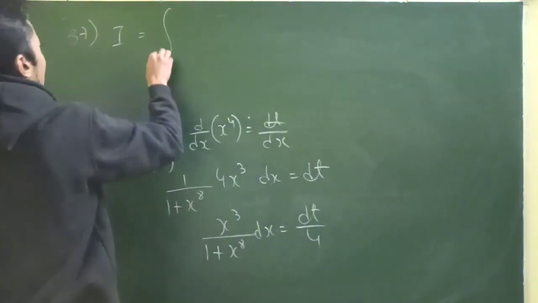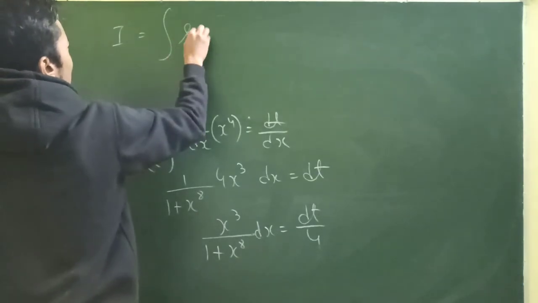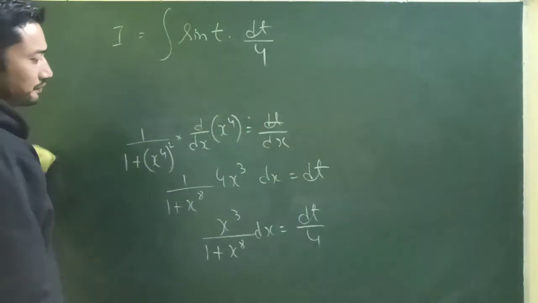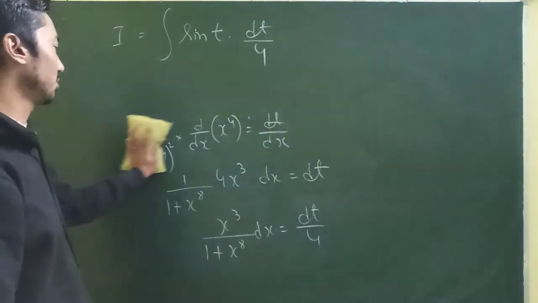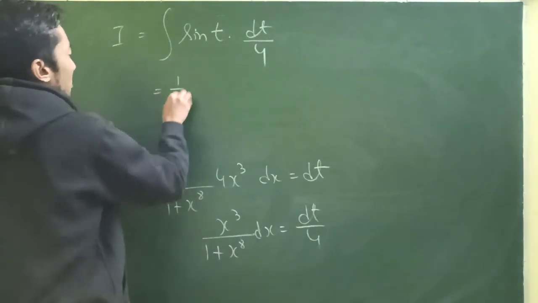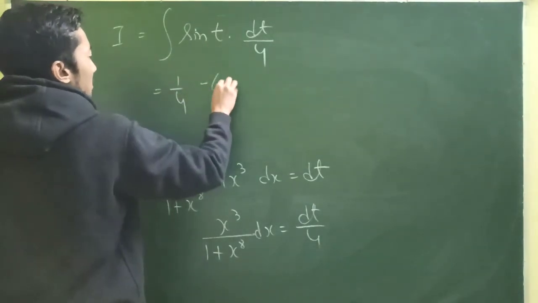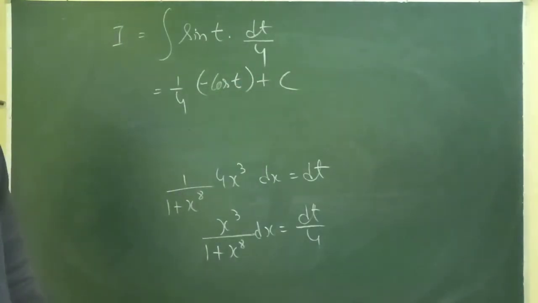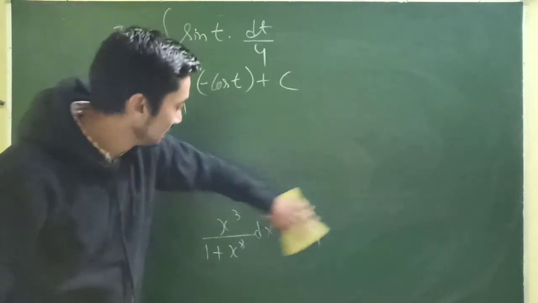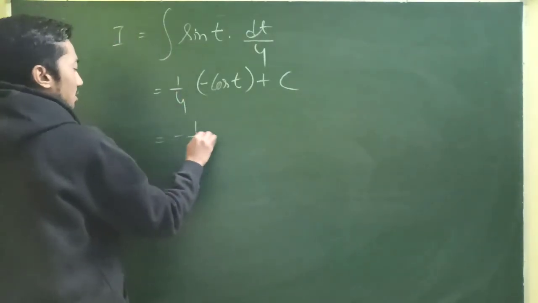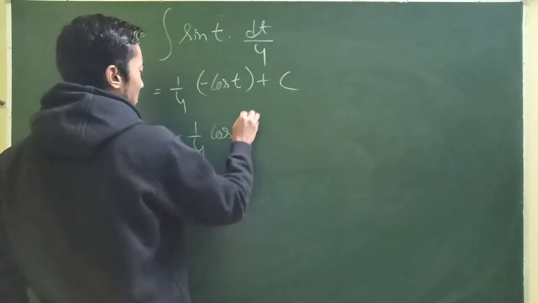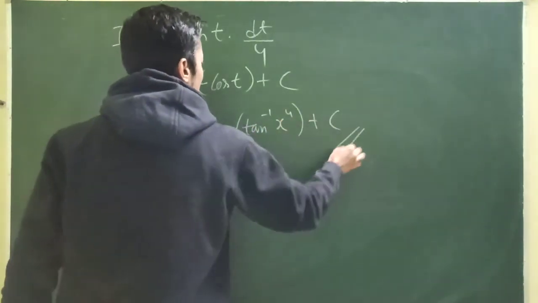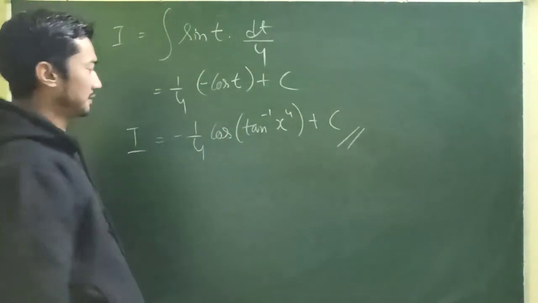So my integral simply becomes, see how simple it becomes, the integral of sine t dt upon 4. So that's 1 by 4 times the integral of sine t, which is minus cos t plus c. So that is simply minus 1 by 4 cos t. What was the value of t? That was tan inverse of x power 4, plus c.